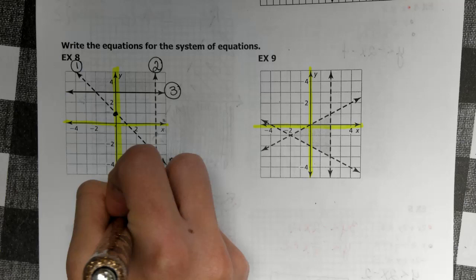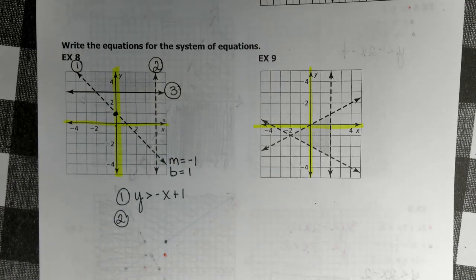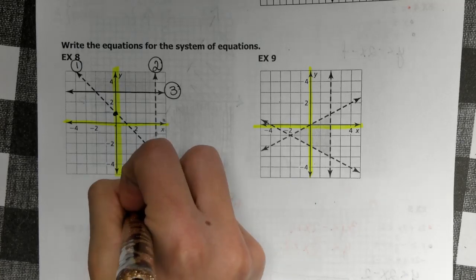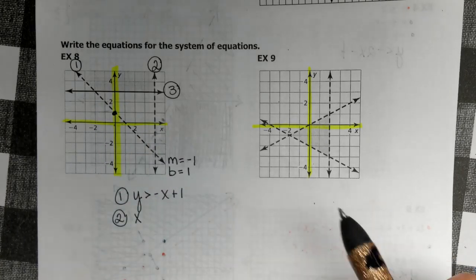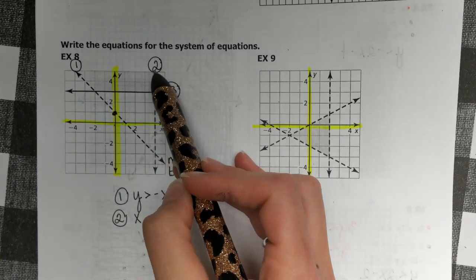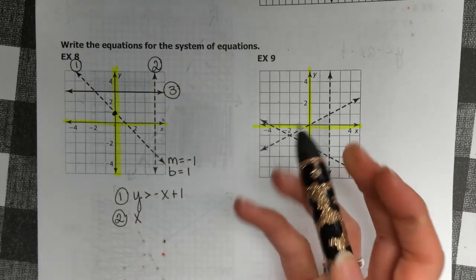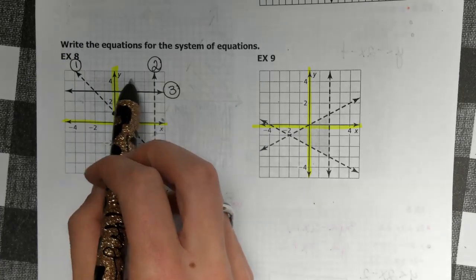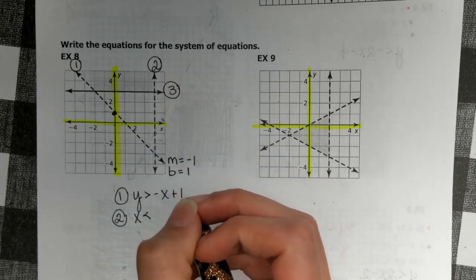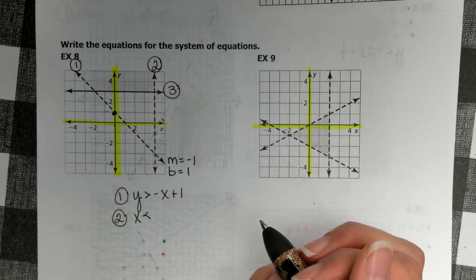And then my second equation is my vertical line. Vertical line is always what variable? X. X is, I heard it, say it louder, less than, because it's shaded to the left of it. X is less than what?